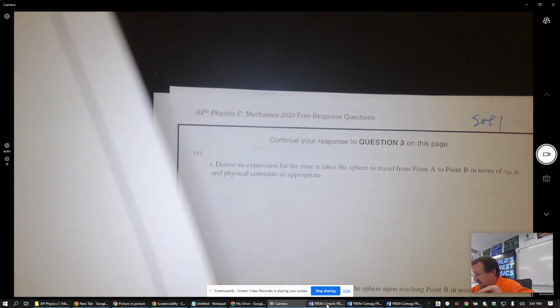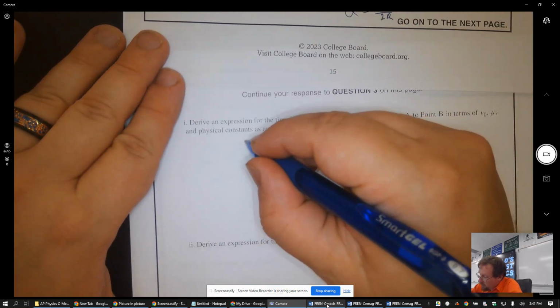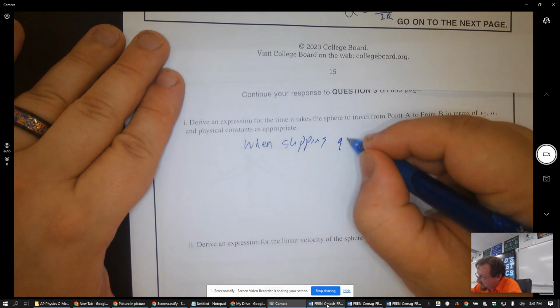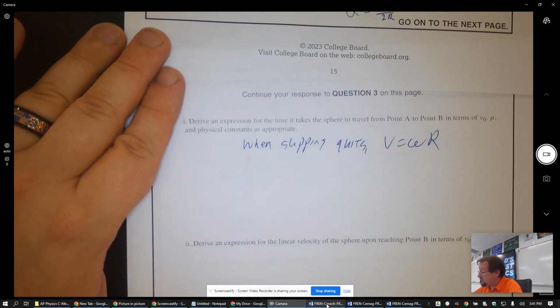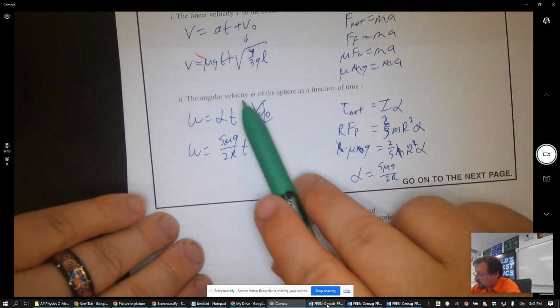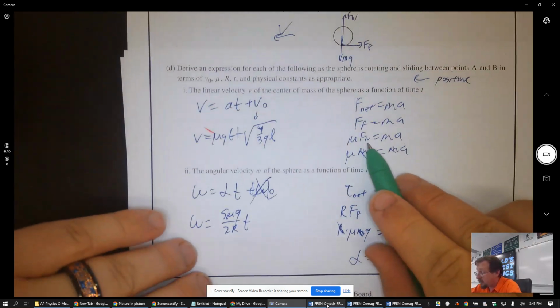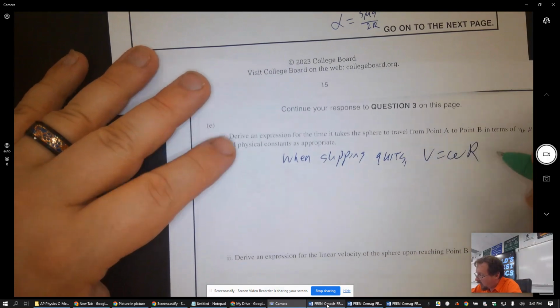Derive an expression for the time it takes the sphere to travel from point A to point B, where it quits slipping. You need to know that when the slipping quits, v equals omega r. But v equals omega r is only true when you are not slipping, and friction equals mu normal only works when you are slipping. If you're not slipping, friction is something less. So when the slipping quits, v equals omega r.